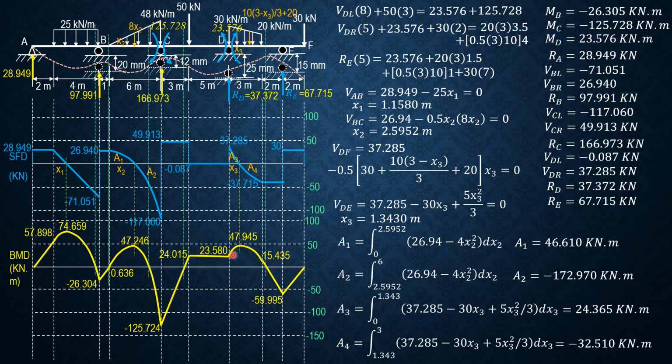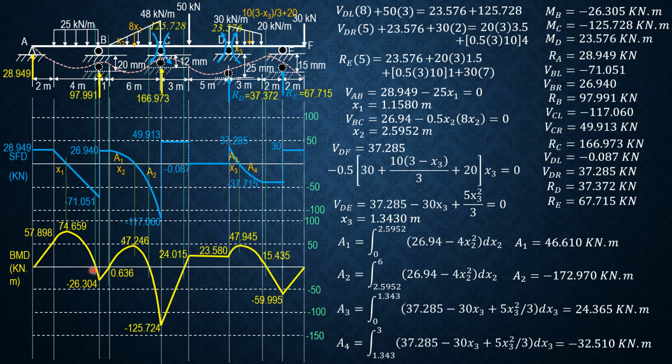So to continue, we have positive decreasing, 23.58 plus 24.365 is 47.945 minus 32.51. So negative increasing to 15.435, minus 37.715 times 2 goes down here, negative 59.995. Expected moment at E is negative 60, then that's fine. Then plus 30 times 2, so that's closest. So this is the moment diagram.